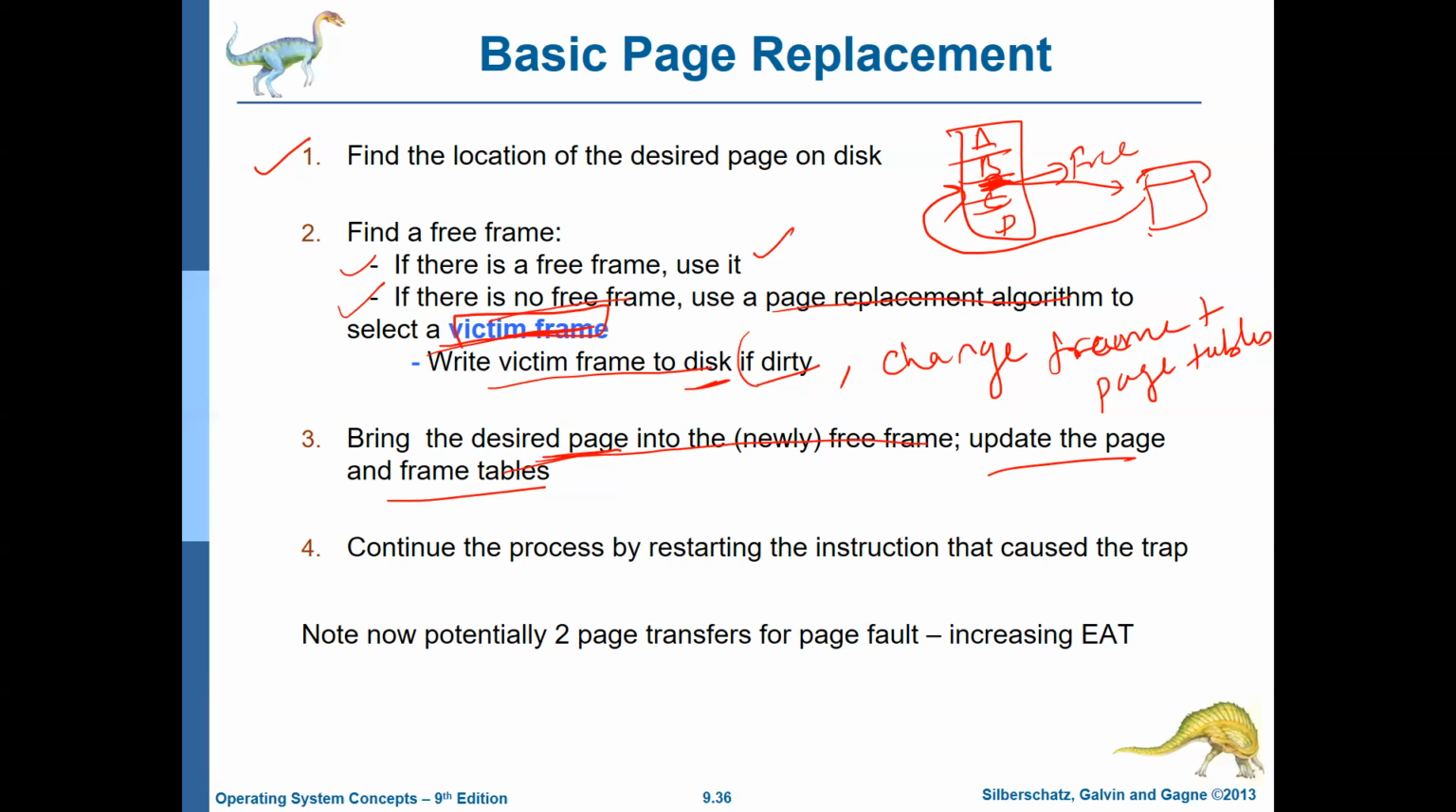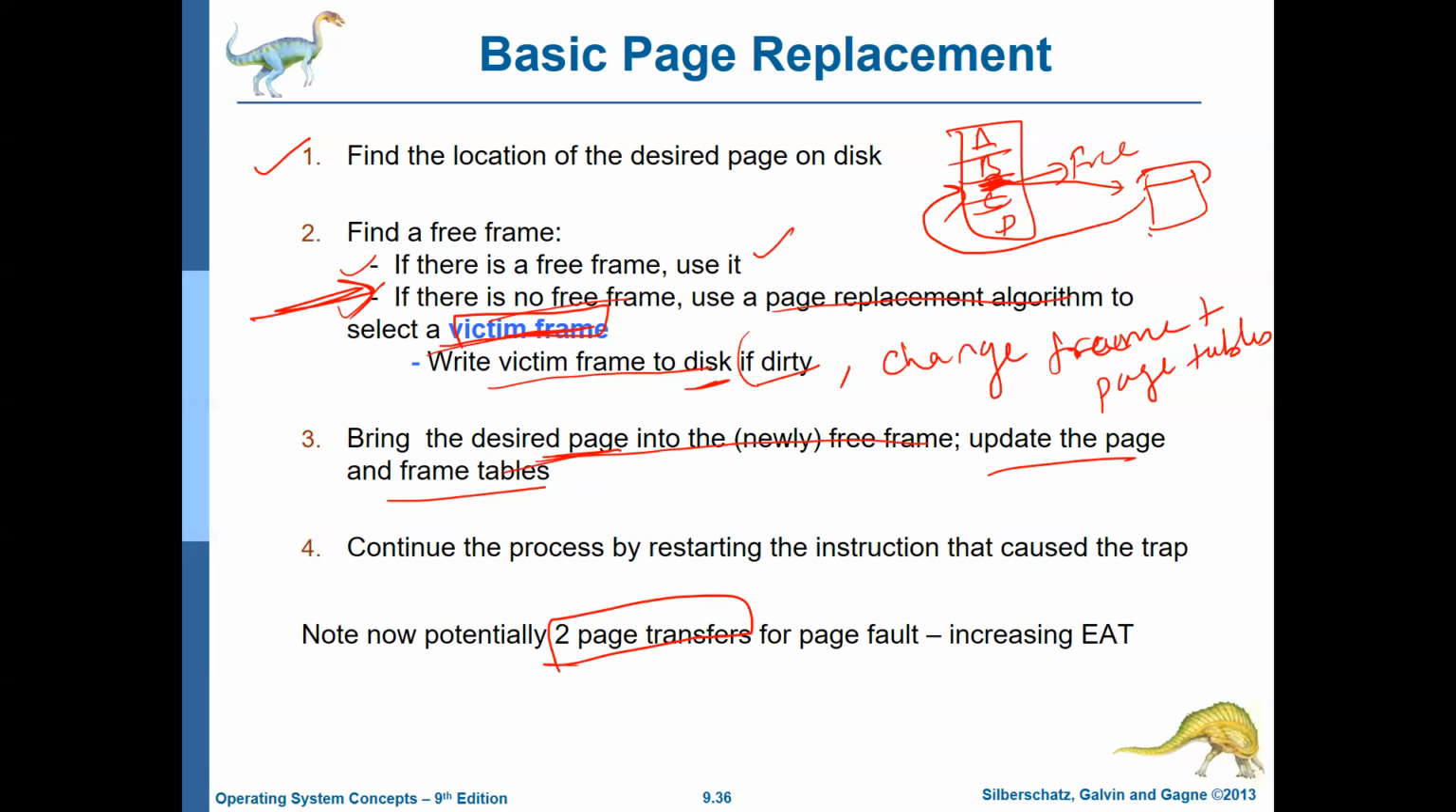Now, if no free frames are available, look at this step. If no free frames are there, then you actually require two page transfers. Why? One is transferring one victim frame out of the memory, and the second is bringing in the page, because the page fault occurred for some other page, right? When some page was needed, the page fault came, and that second page has to be brought in. So two page transfers have to be done in this case.